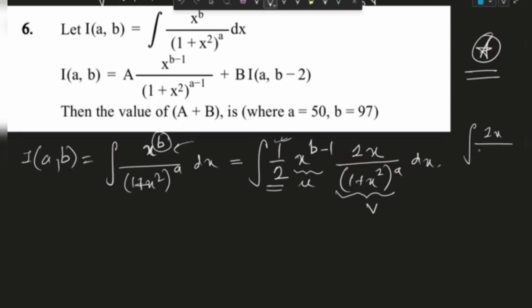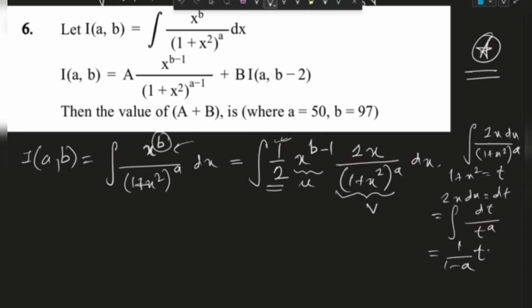This is the integral of 2x over (1+x²)^a. So if you take 1+x² to be t, this becomes 2x dx = dt. This is pretty simple stuff. So this becomes t^(−a), which is, I guess, 1/(1−a) t^(1−a), or something like this. So I'm not substituting t, I will write this out directly.